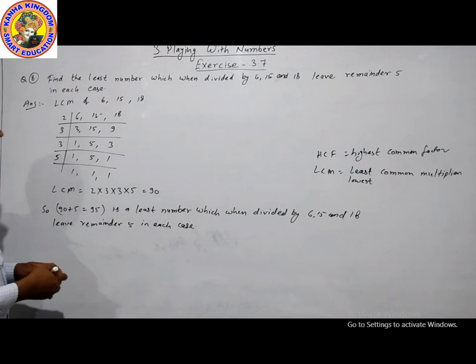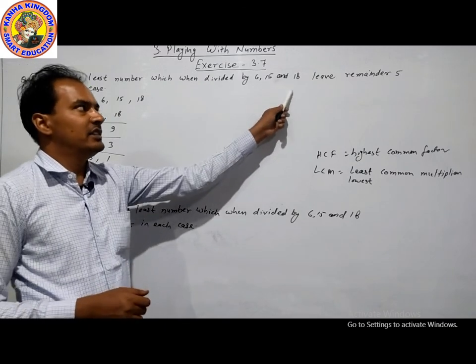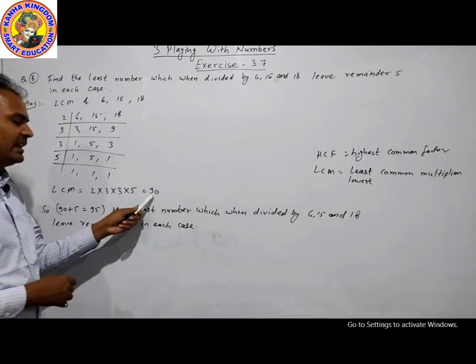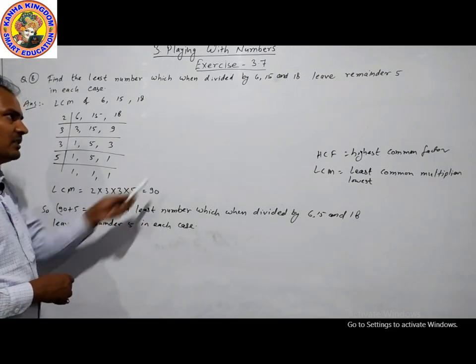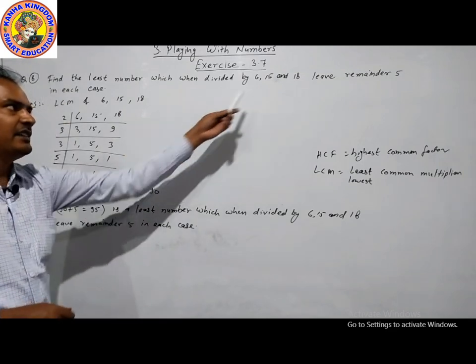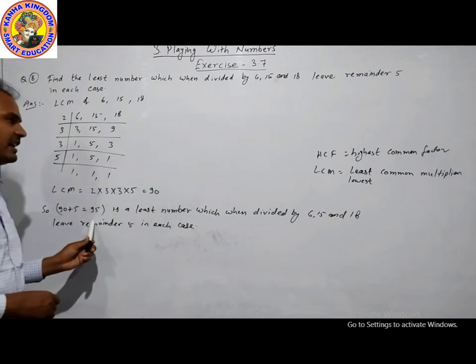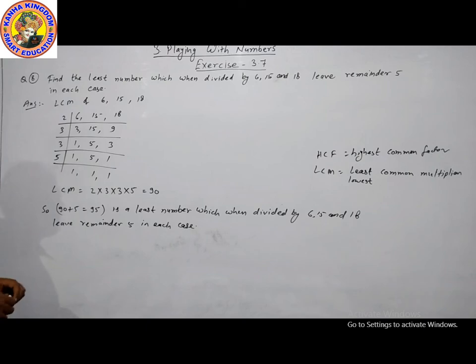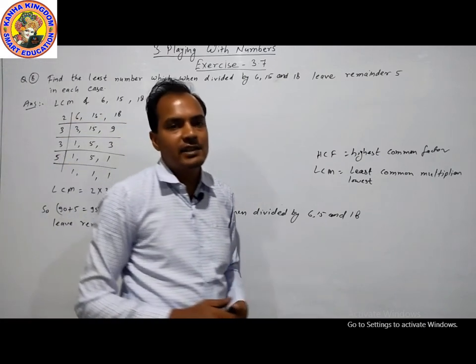The LCM is exactly divided by these numbers. We should leave remainder 5, so we will add 5 here, 95. When dividing 95 by 6, the remainder is 5. When dividing by 15, the remainder is 5. When dividing by 18, the remainder is 5. So 95 is our answer. You can take a screenshot of this.